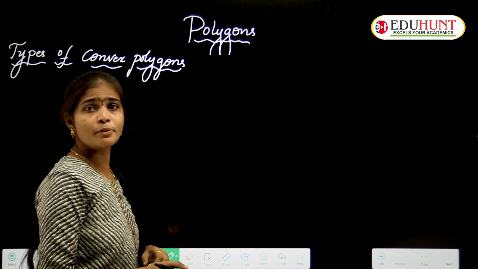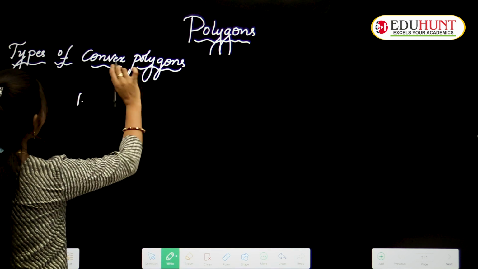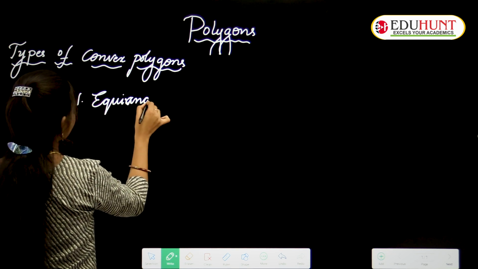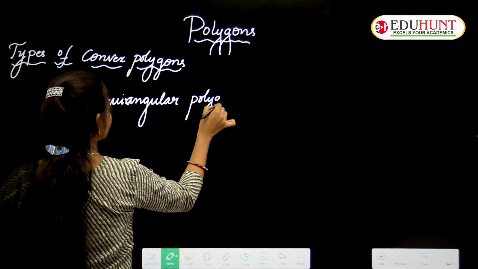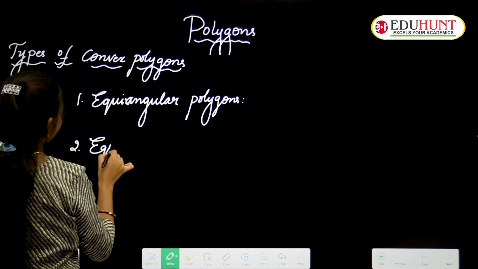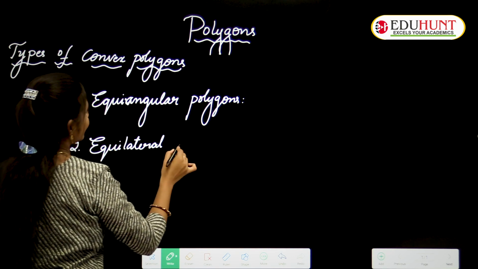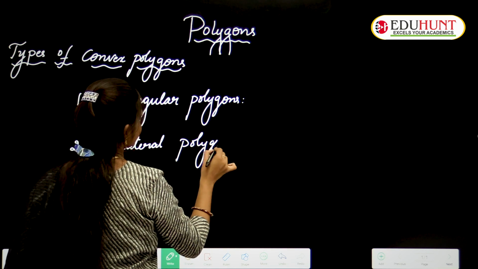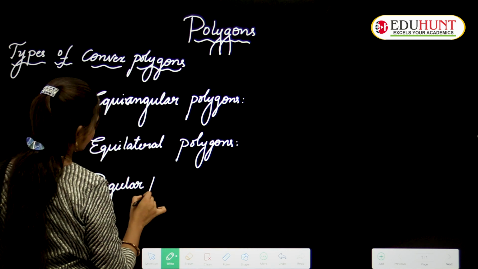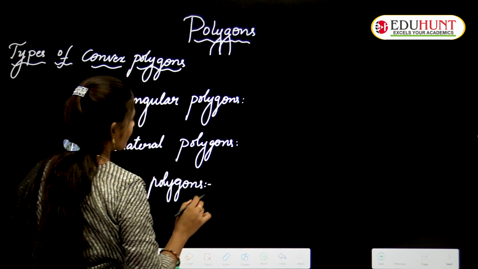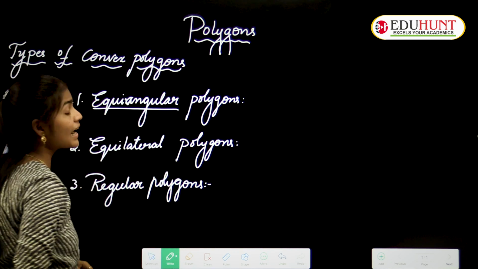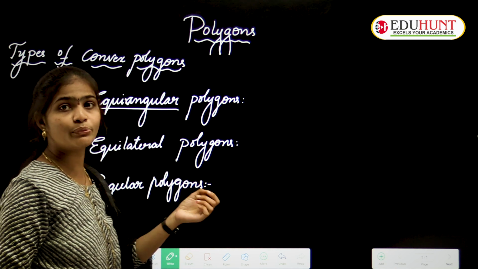So here in convex polygons, the first one is equiangular polygons. The second one is equilateral polygons. The next one is regular polygons. Okay, here we have three types of convex polygons. So what is the first one? Equiangular. In the name only they have given equiangular.